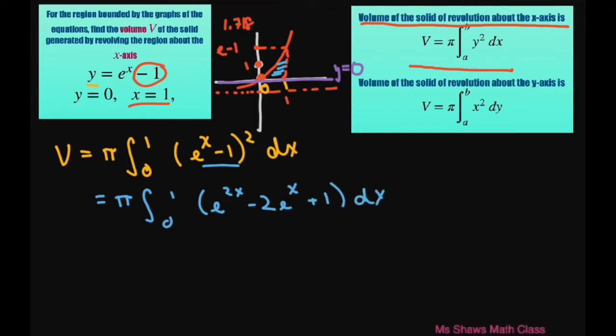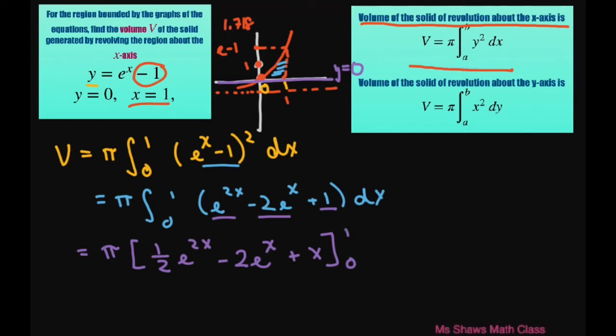All right, and when you integrate this, you're going to get this equals pi. And for this piece, it's going to be 1/2 e to the power of 2x. And for this piece, it's just going to be the same, minus 2e to the power of x. And for the 1, you get x. And we're evaluating this from 0 to 1. All right, so let's substitute in 1. If you substitute in 1, you're going to get pi times 1/2 e squared minus 2e plus 1.